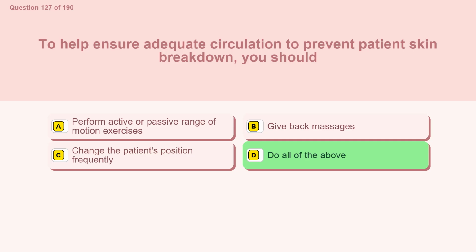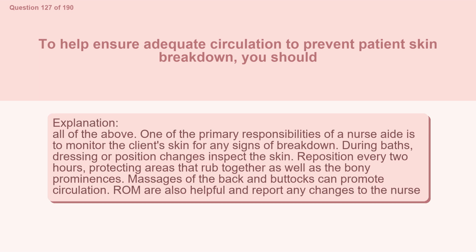The correct answer is Option D, do all of the above. One of the primary responsibilities of a nurse aide is to monitor the client's skin for any signs of breakdown. During baths, dressing, or position changes, inspect the skin. Reposition every 2 hours, protecting areas that rub together as well as the bony prominences. Massages of the back and buttocks can promote circulation. ROM are also helpful and report any changes to the nurse.